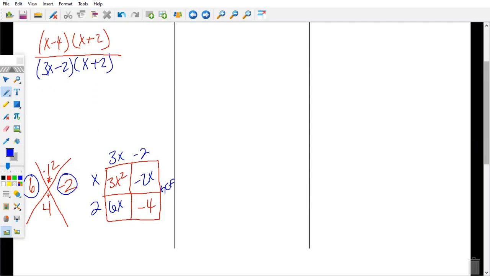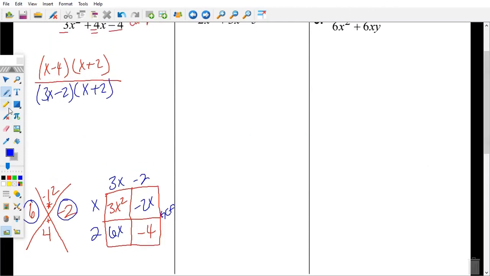All right. So after we have factored, now we do what? Eliminate. So what can be eliminated? X plus 2 and x plus 2, right? Because it's in the numerator and in the denominator. So we're left with 3x minus 2. Okay. What is our restriction? What can x not equal?